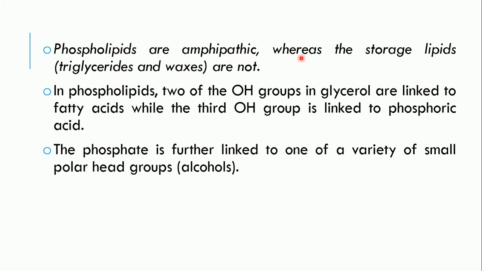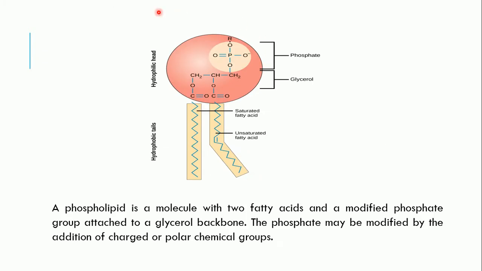Phospholipids are amphipathic, whereas the storage lipids are not, that is, triglycerides and waxes are not amphipathic in nature. In phospholipids, two of the OH groups in glycerol are linked to fatty acids, while the third OH group is linked to phosphoric acid. The phosphate is further linked to one of a variety of small polar head groups, that is alcohols. Here is a typical structure of phospholipids.